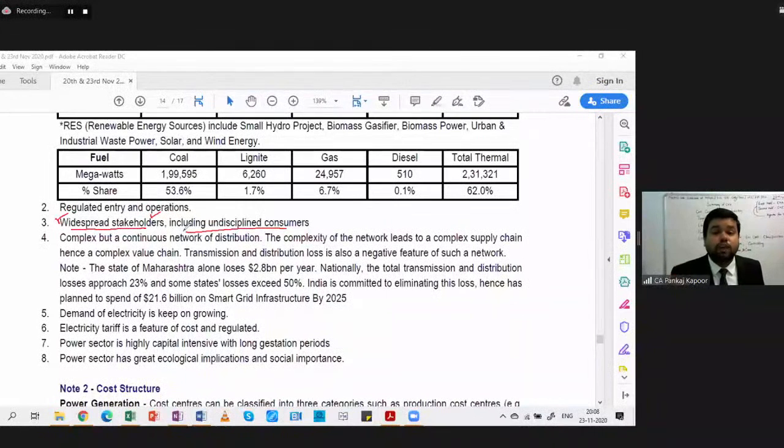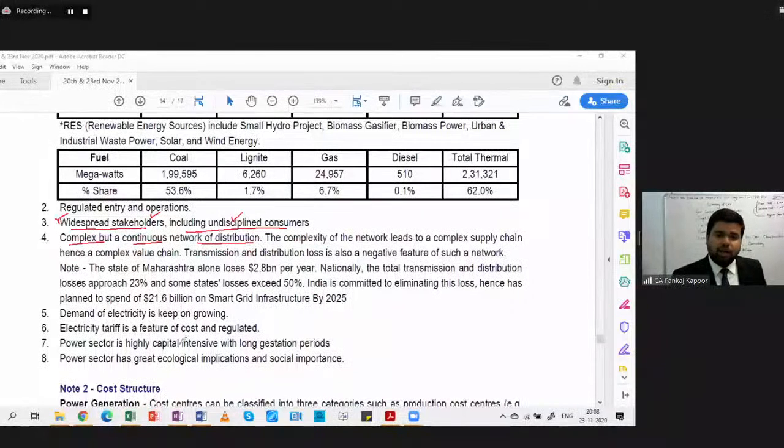So this fluctuation means the consumer doesn't know how much they are going to demand. So how will the generation company or the supplier know how many units they need to supply, they need to generate? It is very difficult to manage this particular sector because the demand or the consumption is not disciplined. The demand or the consumption has huge variability. Furthermore, the complex but continuous network of distribution.